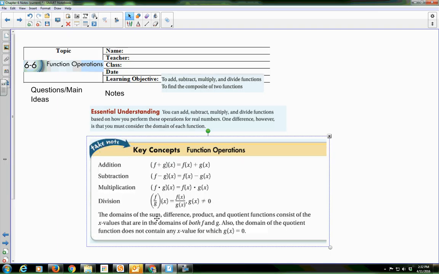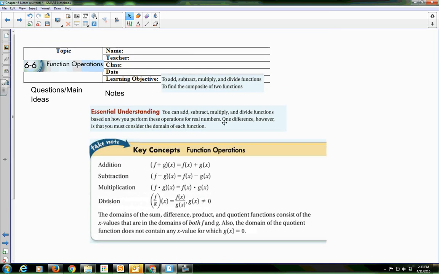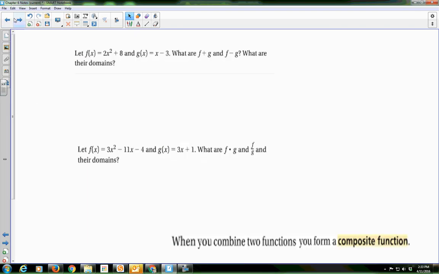The domains of the sum, difference, product, and quotient functions consist of the x values that are in the domains of both f and g. Also, the domain of the quotient function does not contain any value for which g of x is equal to 0, because we cannot have our denominators equaling 0.